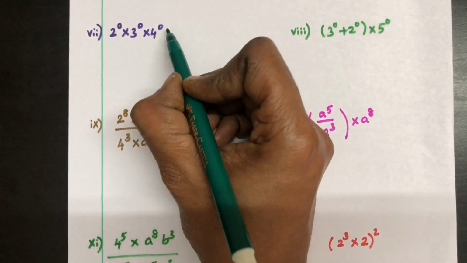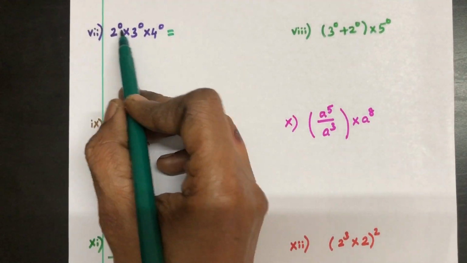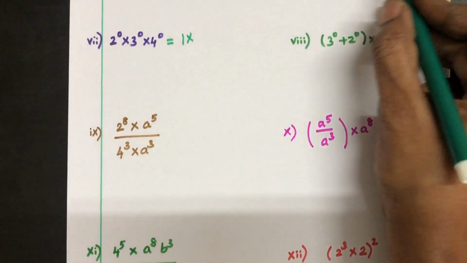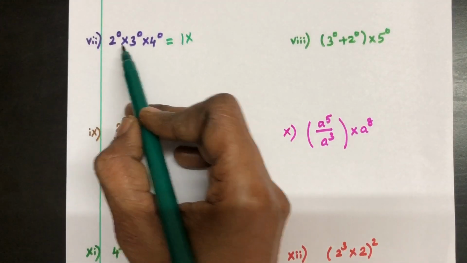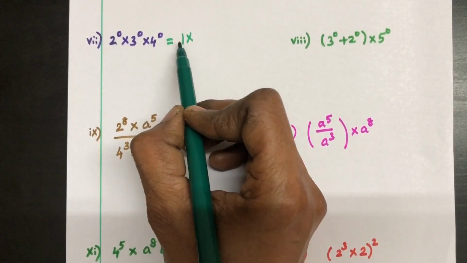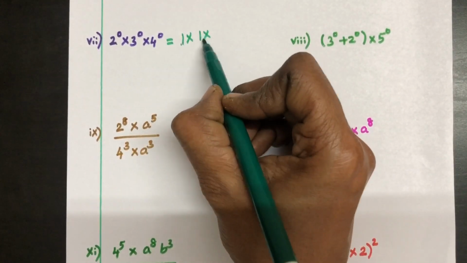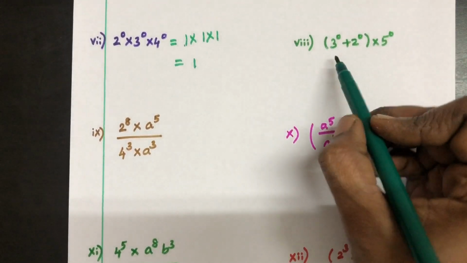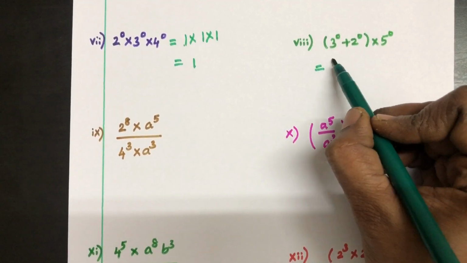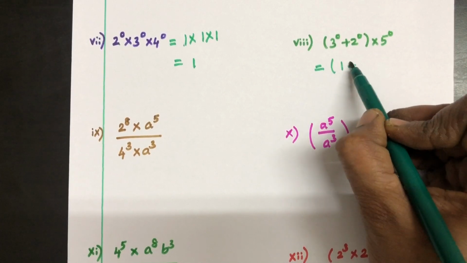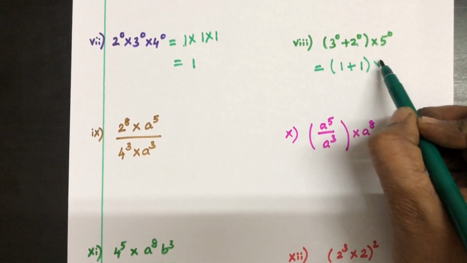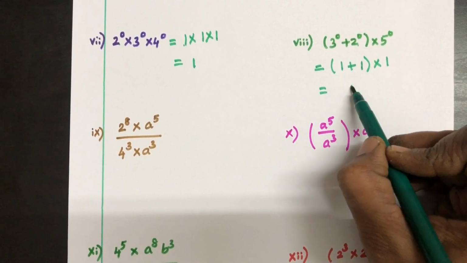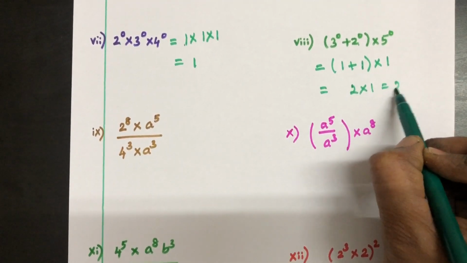Seventh question. Here also, any number power 0 is 1. 1, into, here we have added because addition is given. Here multiplication. 2 power 0 is 1. 3 power 0 is 1. 4 power 0 is 1. 1 into 1 into 1. 1 is the answer. Here 3 power 0 is 1. 2 power 0 value is 1. Into 5 power 0 value is also 1. So 1 plus 1 is 2 into 1, which is equal to 2.